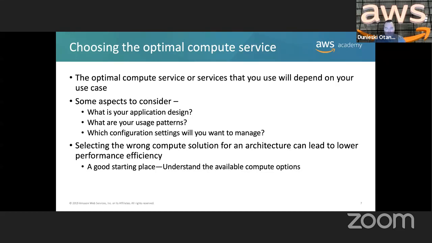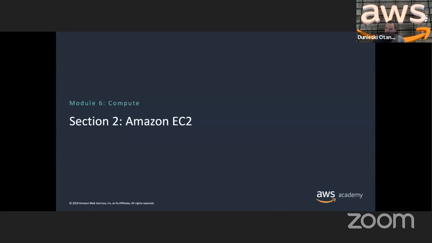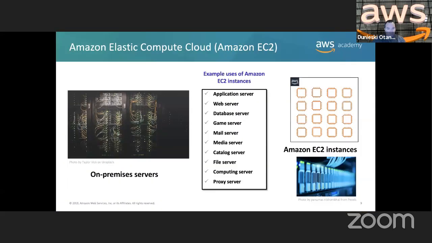What are your usage patterns? How much are people using your application, your services, okay? And which configuration settings will you want to manage, okay? Now, if you select the wrong compute solution, it can lead to lower performance efficiency. You have to know how much power your application needs. So you have to understand that from the get-go, okay? So you have to understand the different available options that AWS has when it comes to compute types.